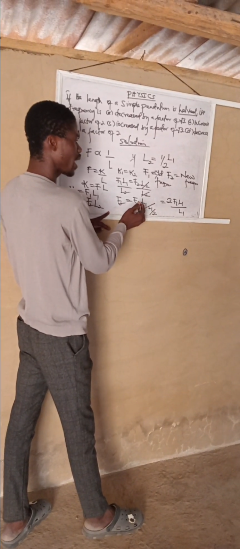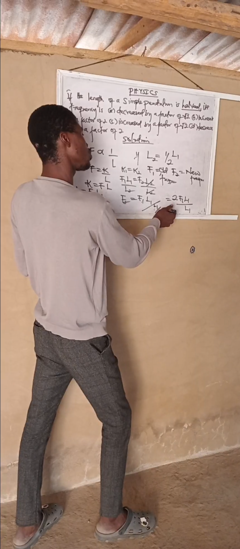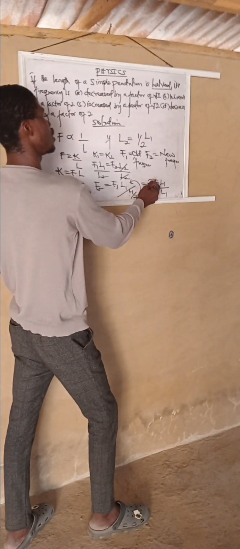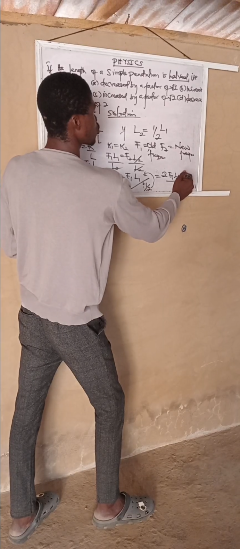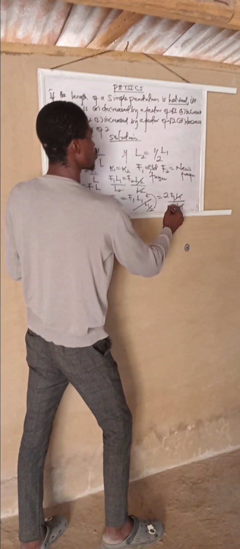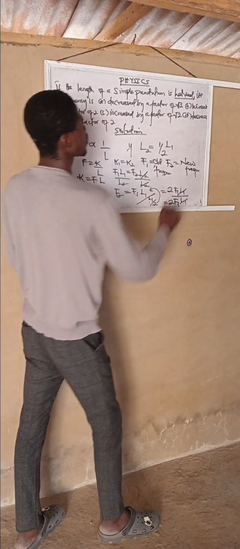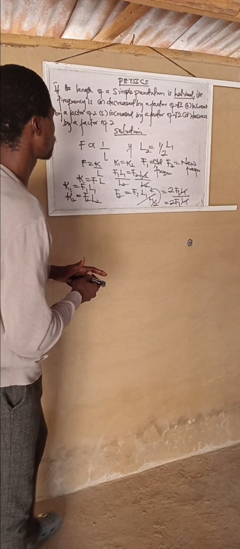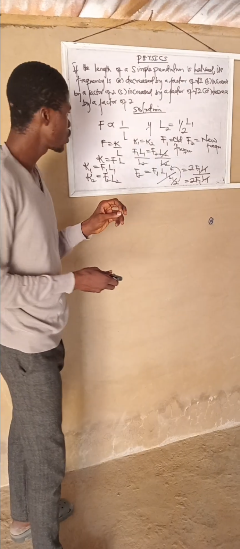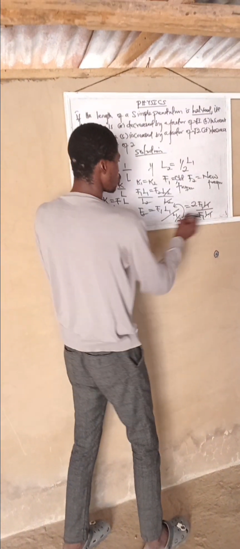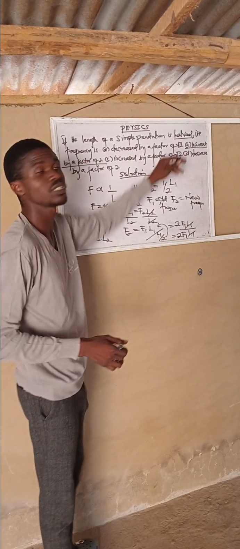But when you divide F1 L1 by L1 over 2, the 2 we have here will be transferred to the numerator. That becomes 2F1 L1 divided by L1. So L1 will cancel L1, which means the frequency will now be increased by 2. That is 2F1. So the frequency will increase by a factor of 2. That is 2F1. So that is option B.